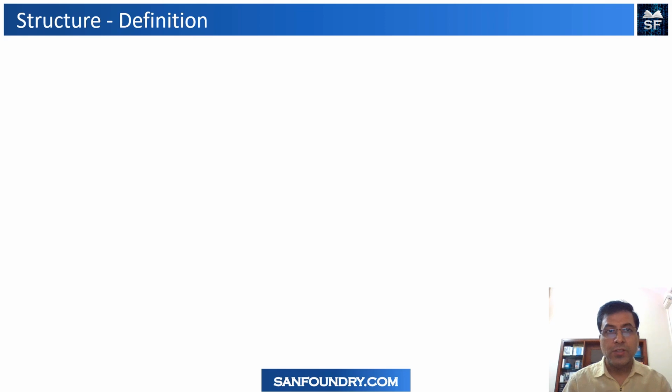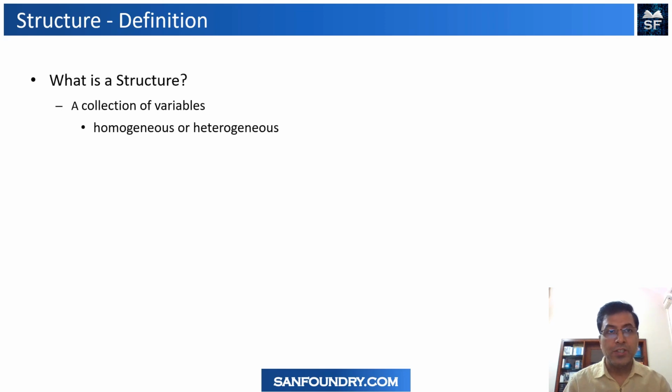So what is a structure? How do you generally define a structure? It's basically a collection of lots and lots of programming variables which are attributes of an object. Structures can be a homogeneous collection or a heterogeneous collection. Homogeneous means the variables are of the same data type. Heterogeneous means the variables can be different.